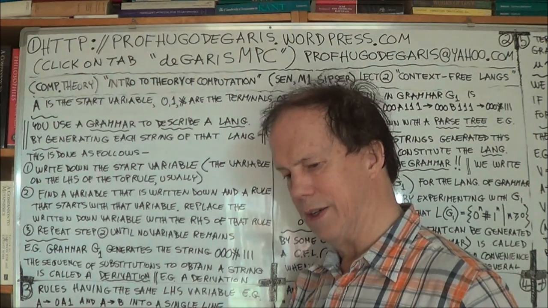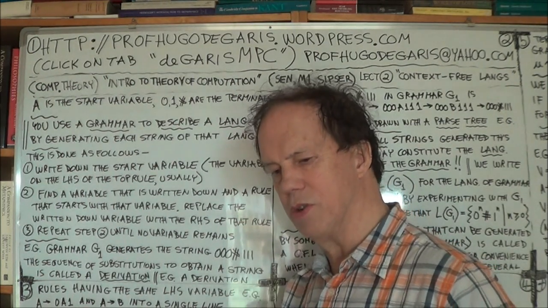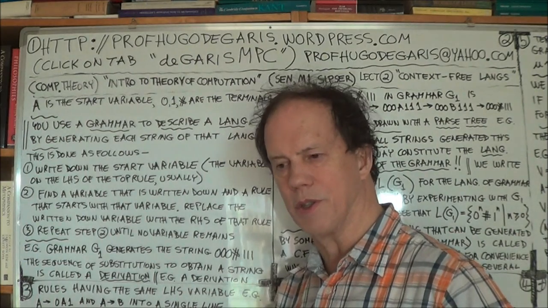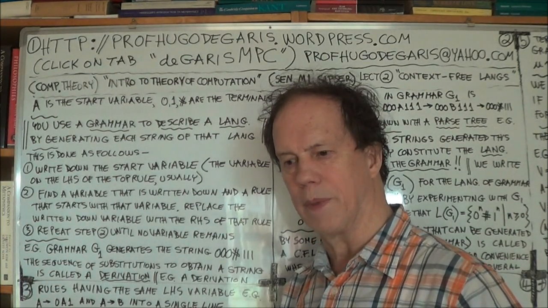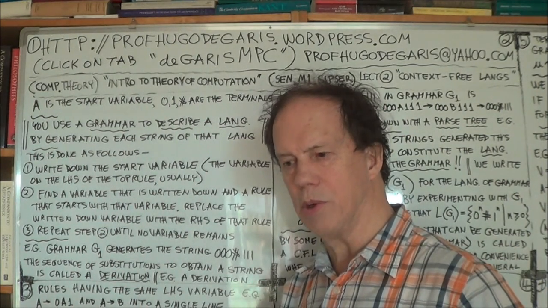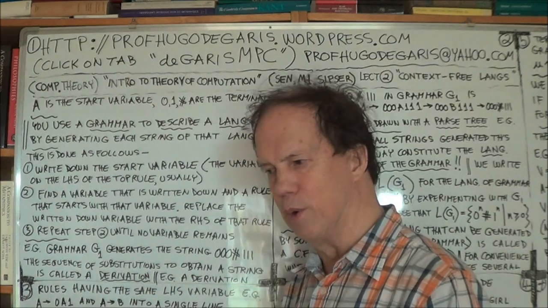Then you loop through step 2 as much as possible until eventually you can't go any further. In other words, the string that you're generating using these substitution rules is just full of terminal symbols. There are no more variables to be expanded, to be substituted for.